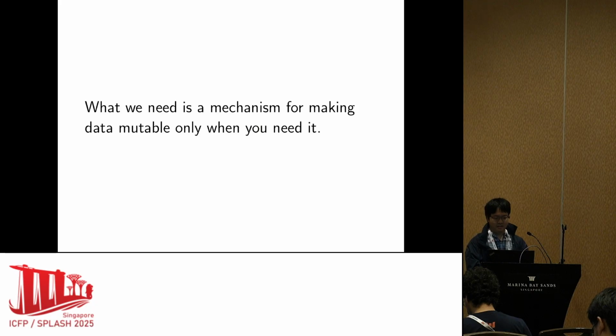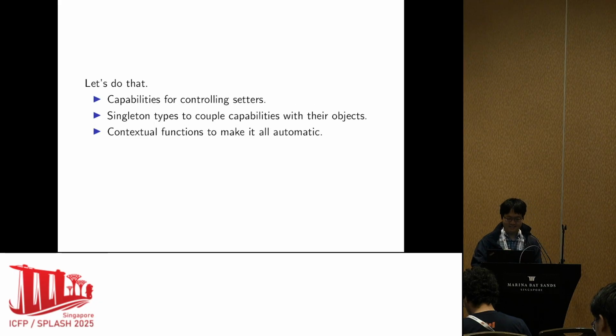What you want, or what I say you want, is a mechanism for making data mutable only when you need it. And this is what this talk is going to focus on: how can you do so with the mechanisms in Scala that already exist to do so. We're going to use capabilities to control setters, and I'm going to show you how this works. We're going to use singleton types to couple capabilities with our objects so it's safe, and contextual functions to make this all automatic so you don't have to write really messy code.